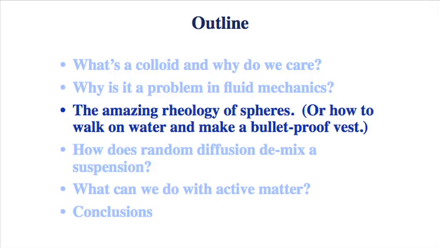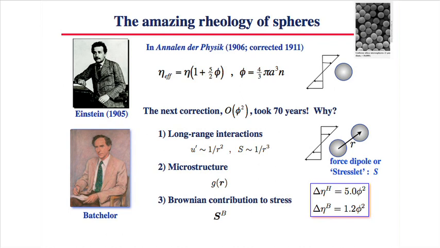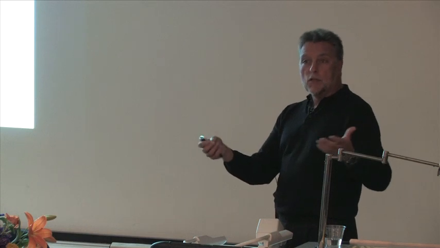Now I want to talk about the amazing rheology of spheres, or how to walk on water and make a bulletproof vest. So we start back here. We had Einstein. And the next correction, order phi squared, took 70 years. So you have to ask yourself, why did it take so long to add the next order phi squared correction to the viscosity of a suspension of spherical particles? It could be people had other things to do with their life, maybe, but nonetheless, it still took a long time. And there are at least 3 reasons I can think of why.